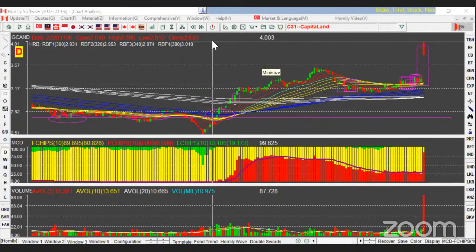I hope after today's session, you can know deeper about the Homilychart Rainbow, and also about the birth of the cost. I hope you can understand deeper about the birth of the cost and also how to deal with the birth of the cost. Okay, so that's all for today.